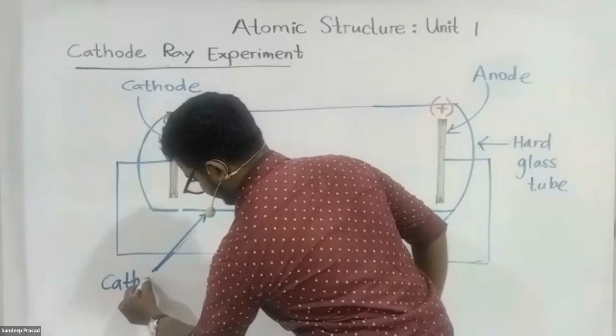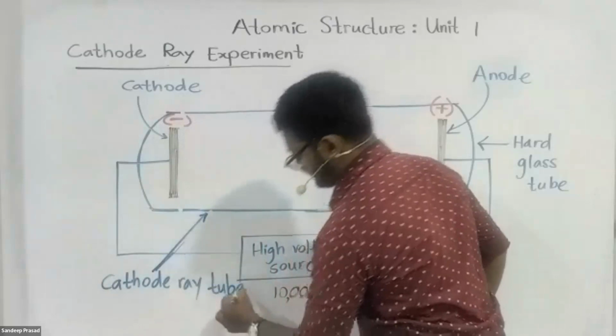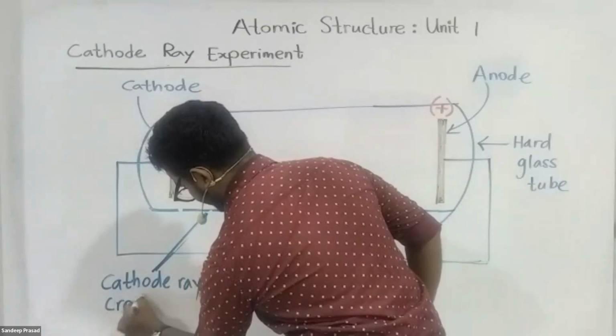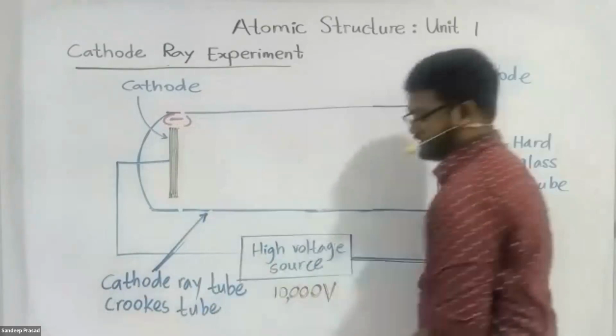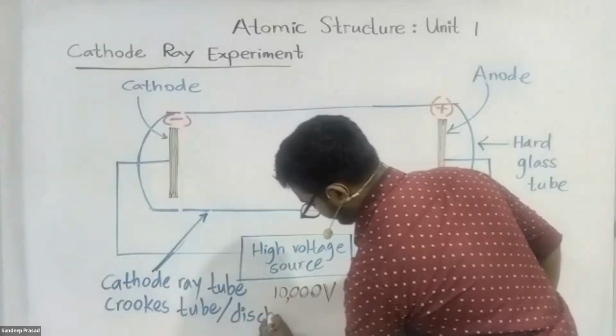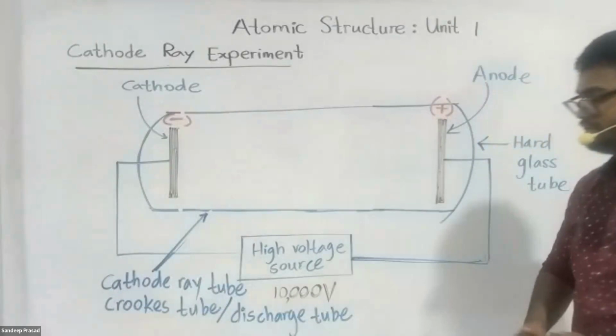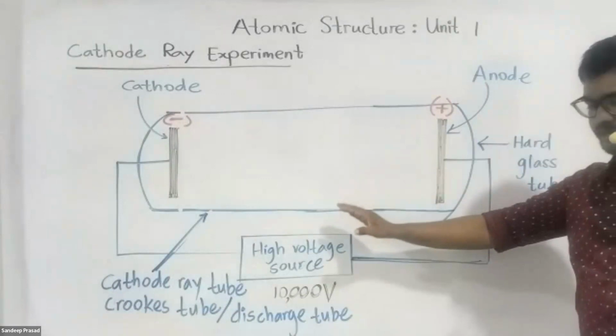The first name is cathode ray tube. Okay, CRT, cathode ray tube. And some of the people are telling Crookes tube. To honor Sir William Crookes, they are giving the name Crookes tube. And some of the people are telling discharge tube. So likewise, they are giving so many names. So what are the names they are giving? Cathode ray tube, Crookes tube, discharge tube. Right. So these are the names that they have given.